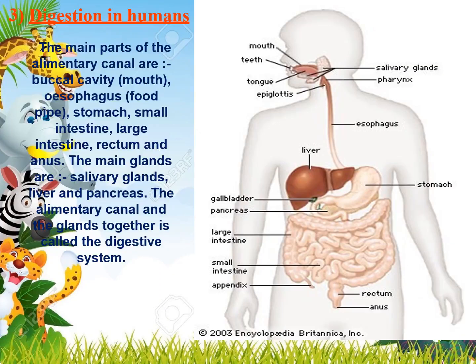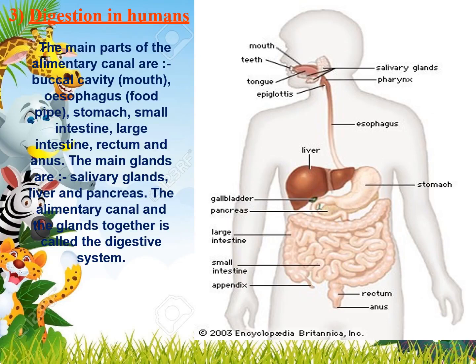Now come to the digestion in humans. The human digestive system consists of basically a long coiled food tube which is open at both the ends. It is called the alimentary canal, and it begins with the mouth and ends with the anus. It is divided into the following parts: mouth, esophagus, stomach, small intestine, large intestine, rectum, and anus.